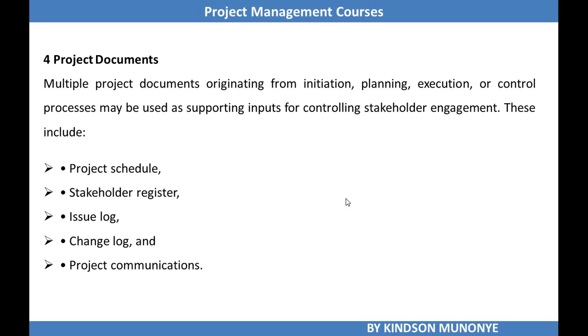And of course we need project documents as an input to control stakeholder engagement. Project documents have been available from the beginning of the project, through planning, and through the monitoring and controlling process. They include the project schedule, the stakeholder register, the risk register, the issue log, the change log, the project communications, the project procurement, and what have you. Plenty of documents are used, so these documents might be necessary to control stakeholder engagement.